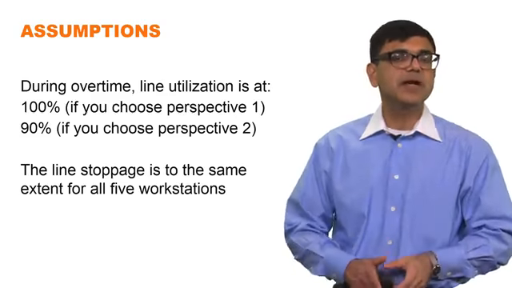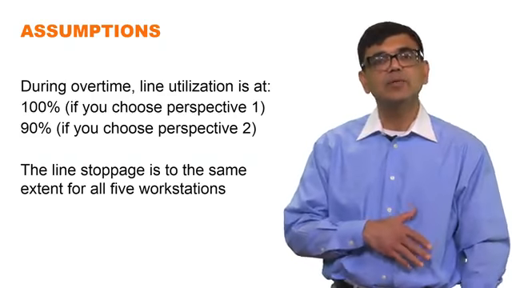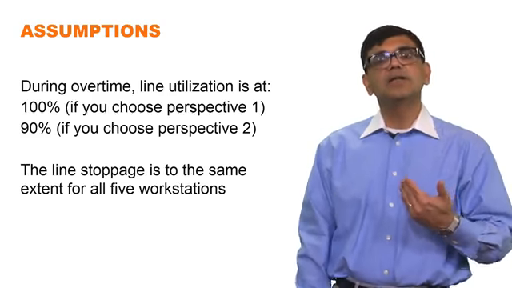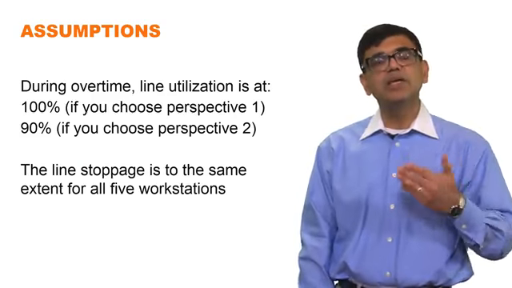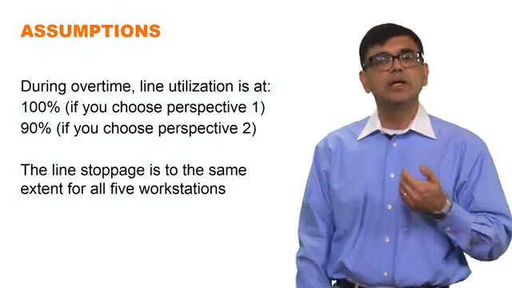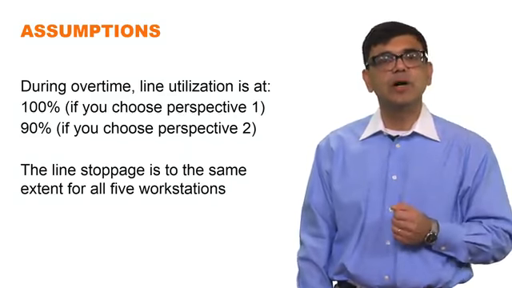In the second perspective, what you would have implied if you did the calculation that way is you would have said that when they work extra, they continue to work at that 90% rate. So that would be the assumption. One of these 2 assumptions would be relevant based on what calculations that you would have come up with.